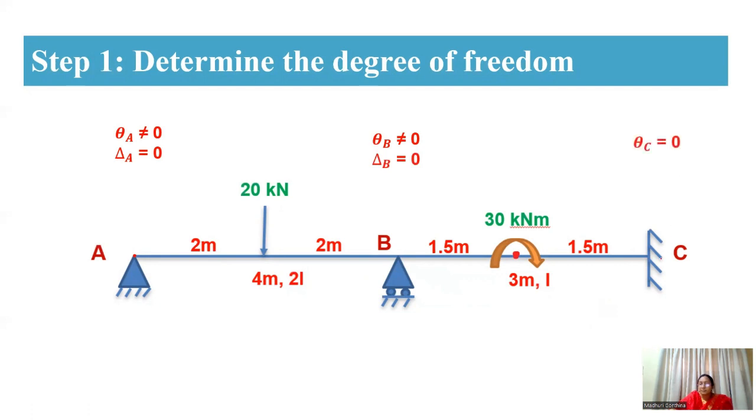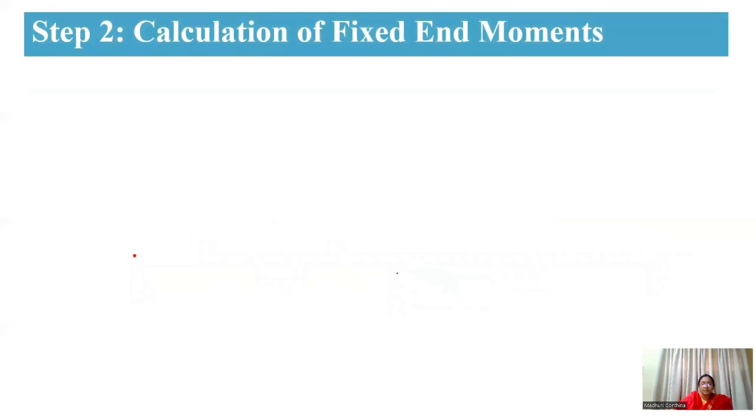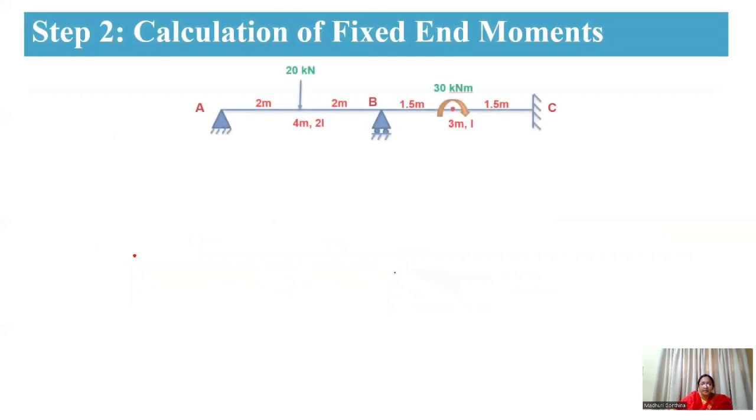Whereas at the C support, as it is a fixed support, there will be no rotation and no translation. Therefore, the degree of freedom will be 2. That means theta A and theta B will be your degrees of freedom. That is what you are going to find out in this problem. Now coming to your next step, you are going to calculate the fixed end moments.